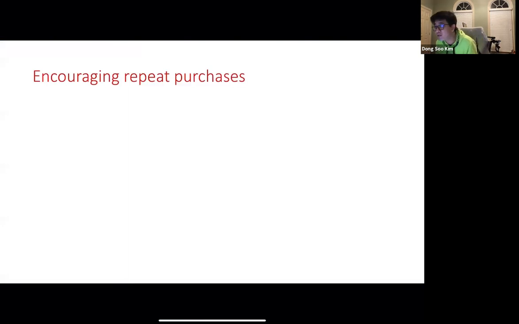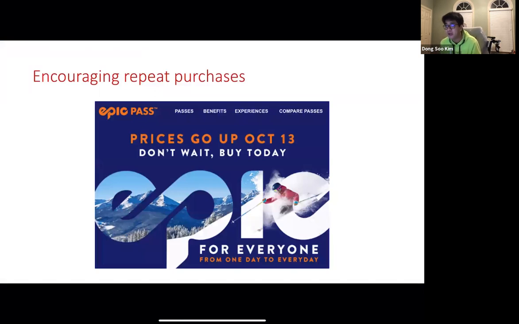Second, encouraging repeat purchases. This is a very, very traditional method: sending out a friendly reminder. This is a useful strategy, especially for a seasonal item. This is an offer I actually received from Epic Pass. Epic Pass sells season passes and lift passes for various ski resorts in the United States. This offer looks like a friendly reminder saying that the ski season is coming.